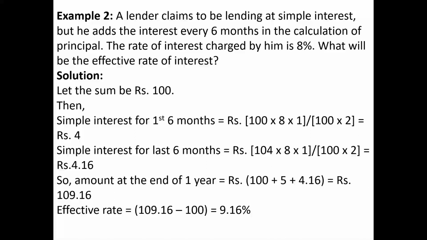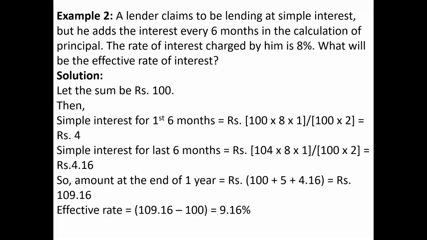Example 2. A lender claims to be lending at simple interest, but he adds the interest every 6 months in the calculation of principal. The rate of interest charged by him is 8%. What will be the effective rate of interest?